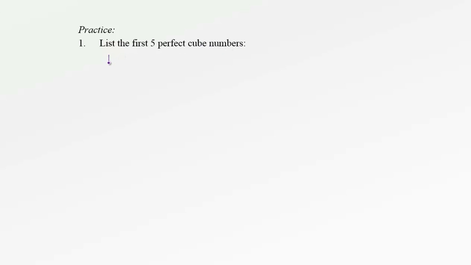Well, the first one is 1, because 1 can be expressed as 1 cubed. The second number is 8, because 8 can be expressed as 2 cubed. The following one, well, let's think by yourself. Oh, that's 27, because 3 cubed is 27. Okay, what's the next one? What's 4 cubed? 4 cubed is 64. And finally, 5 cubed. 5 cubed is 125. So those are the first 5 cubic numbers: 1, 8, 27, 64, 125. It's a good idea for you to memorize those numbers.